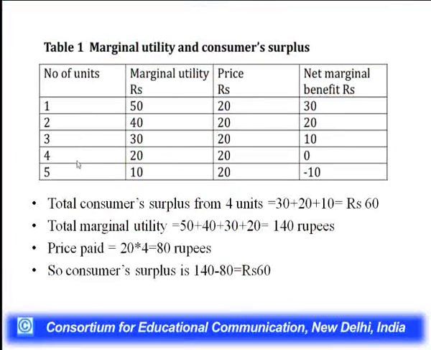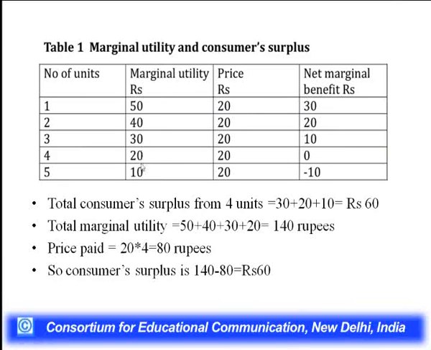In table 1, in the first column, we have shown the number of units. They are from 1 to 5. In the second column, we have shown marginal utility. You see here that the first unit of the commodity gives marginal utility worth rupees 50. And when you consume the second unit, marginal utility comes down to rupees 40. And when you consume the third unit, it is 30. So, it goes on declining. From the 4th unit it is 20 and from the 5th unit it is only 10.